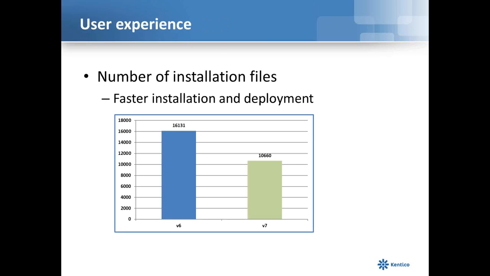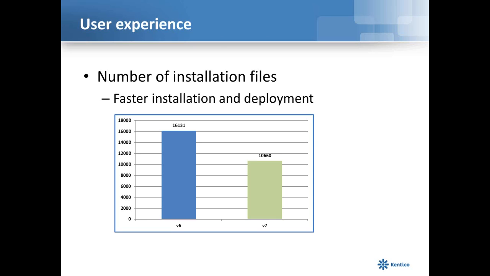I would like to start with the user experience topic because there are a lot of general things that we have covered. We have taken a lot of time in refactoring and working on those things that can make your life much easier, and I would like to start with the number of installation files. This very simple chart shows you the comparison between the number of total files in installation of version 6 and version 7. Without modifying much of our code, we have been able to reduce this number of files very significantly.